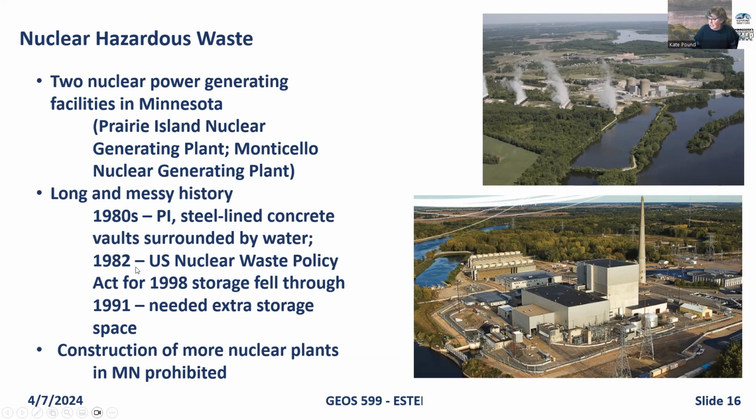Then, once we got to 1982, it turned out that the Nuclear Waste Policy Act that was supposed to be moving into effect in 1998, that fell through. And in 1991, the plant needed extra storage space. The used material is still stored on site as far as I understand, but they need extra storage space. As a consequence of some of these challenges, the construction of any more nuclear plants in Minnesota is prohibited.